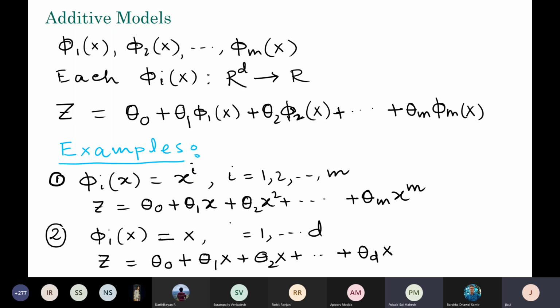Sir, one question. Here x is a d-dimensional vector, right? So in the examples, you have taken only numbers or vectors? So here basically I have taken numbers. I consider only numbers, but you can extend this to the d-dimensional space.